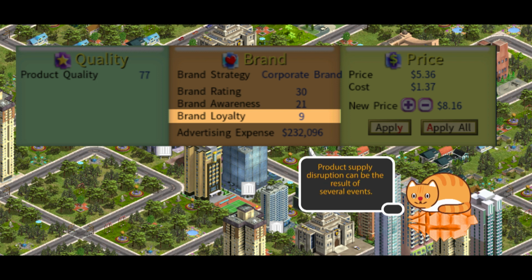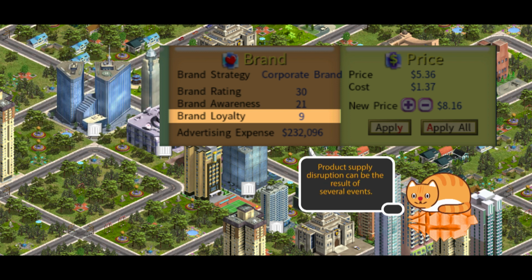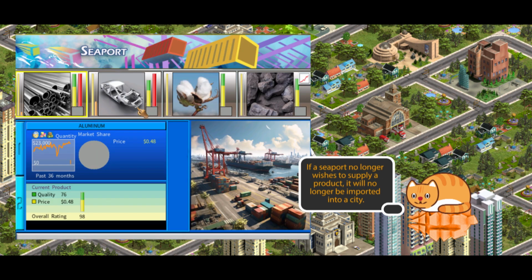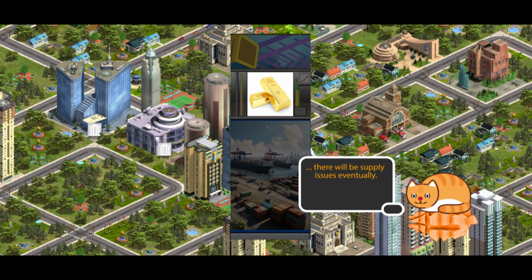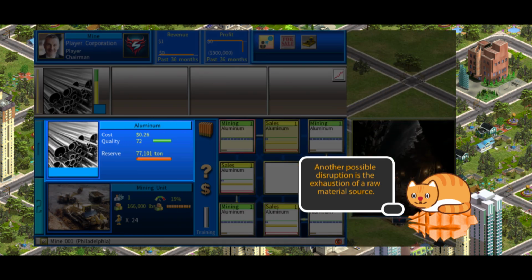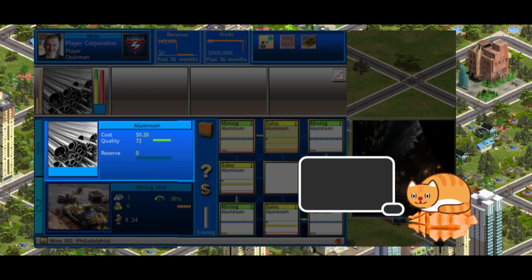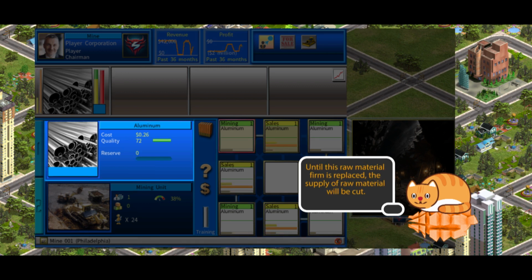Product supply disruption can be the result of several events. If a seaport no longer wishes to supply a product, it will no longer be imported into a city. Regardless of whether this is a consumer or industrial product, there will be supply issues eventually. Another possible disruption is the exhaustion of a raw material source. Until this raw material firm is replaced, the supply of raw material will be cut.